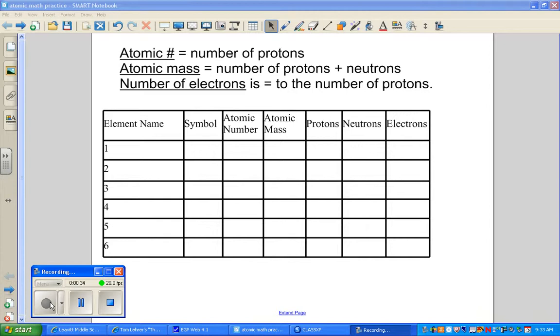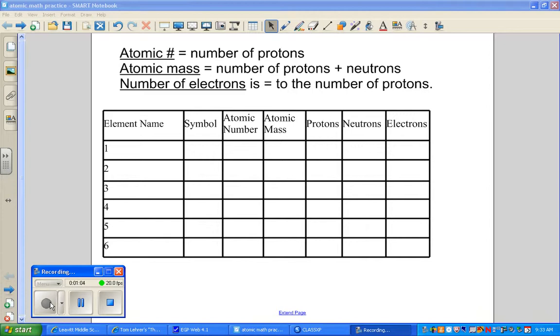Okay, so this is a table that you're going to be creating to fill in the information for elements 1 through 20. Notice I have 1 through 6 up here. I didn't put 1 through 20 up here because I'm just going to get you started, and you're going to do the rest on your own for practice. All right? I also have some very valuable information on the top.